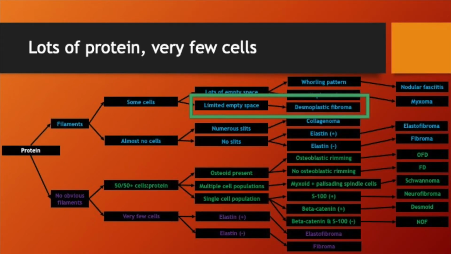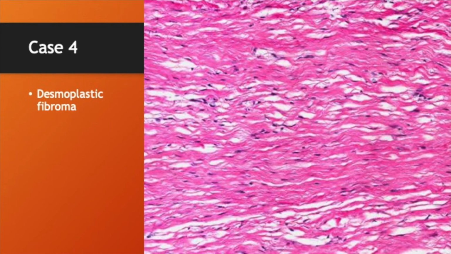So we're going to go down the limited empty space here. Once we do that, that shunts us right to a diagnosis. This is a desmoplastic fibroma. There's not a whole lot of other things that look like that. So here we are with a desmoplastic fibroma: filamentous protein, limited empty space, and hypocellularity, but still cellularity present.